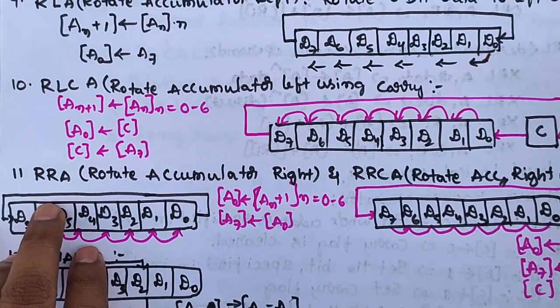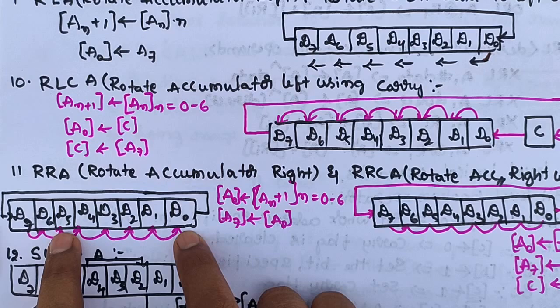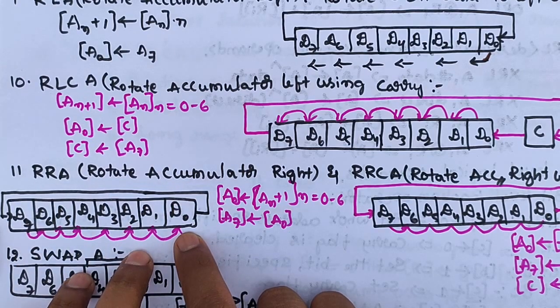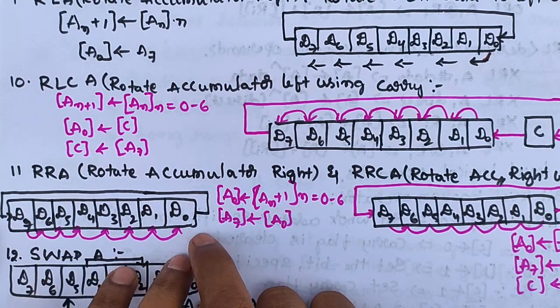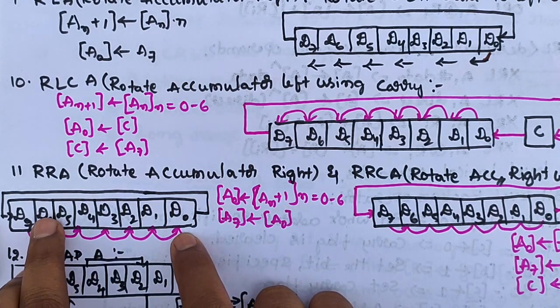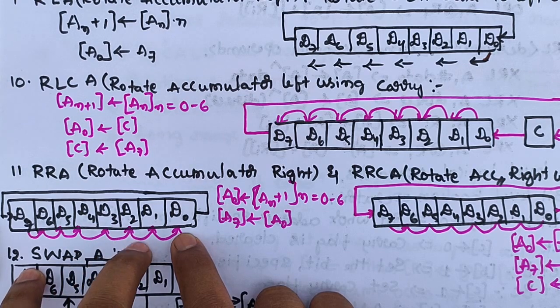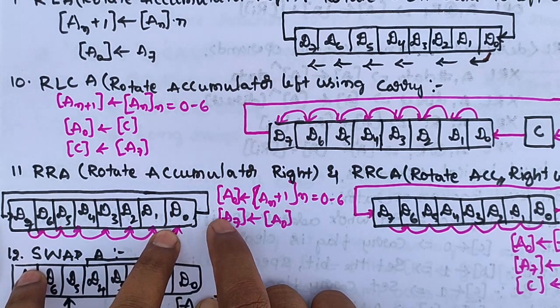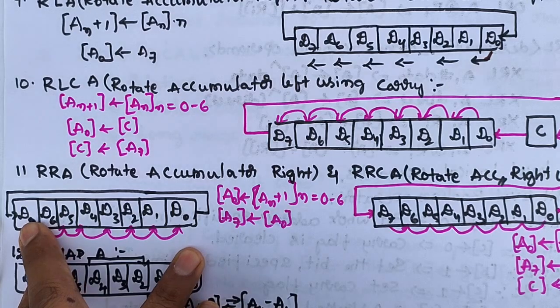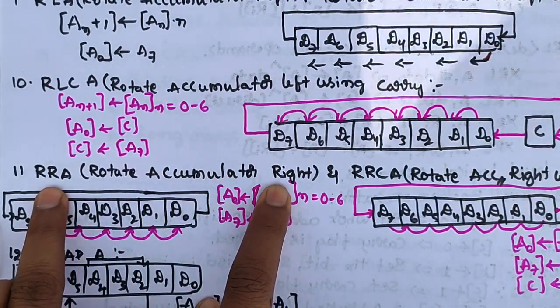rotate accumulator right, that is the content of the accumulator will be shifted towards the right side. That means d7 will go to the d6 position, d6 to d5, 5 to 4, 4 to 3, 3 to 2, 2 to 1, 1 to 0. d0 will transfer to the d7 position. That is the major operation in RRA.